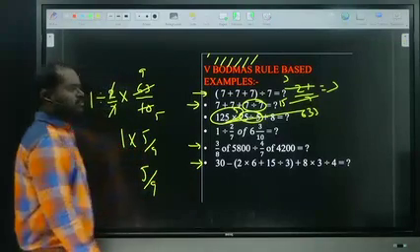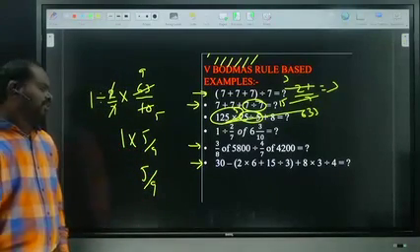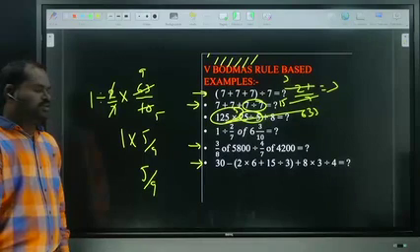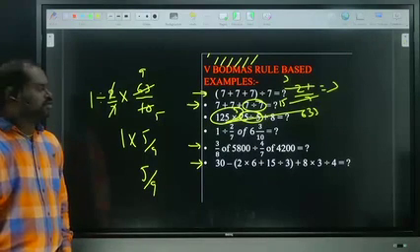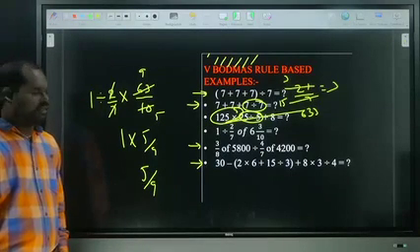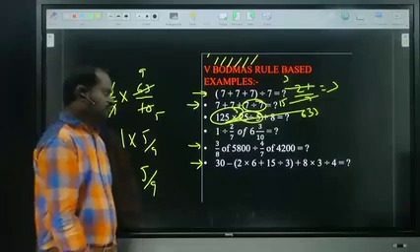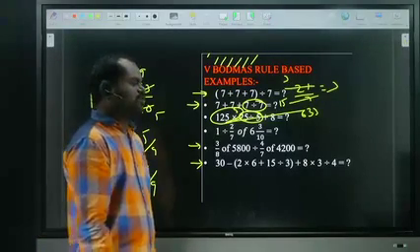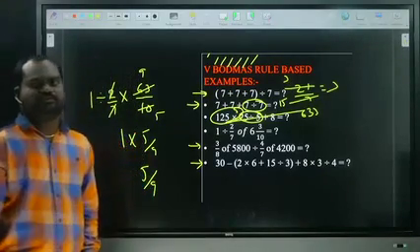Try these two examples and tell me the answer. Try that: 3 by 8 of 5800 divide by 4007 of 4 by 7 of 4200, and one more: 30 minus of 2 into 6 plus 15 divide by 3 plus 8 into 3 divide by 4. Once try that.